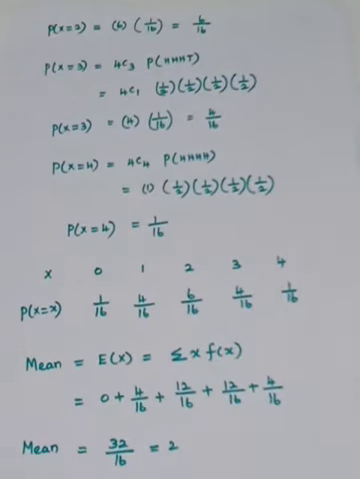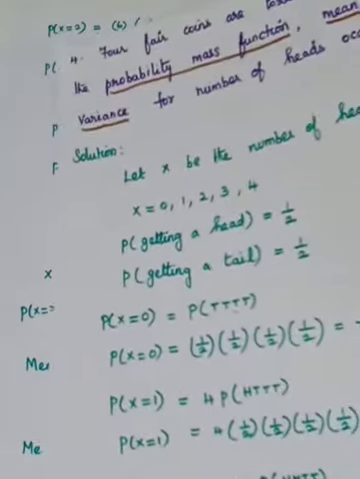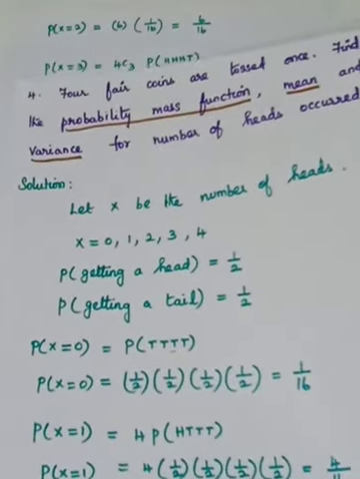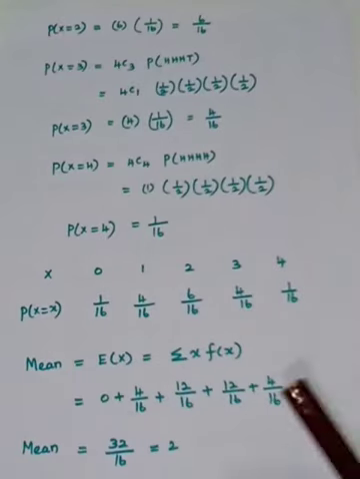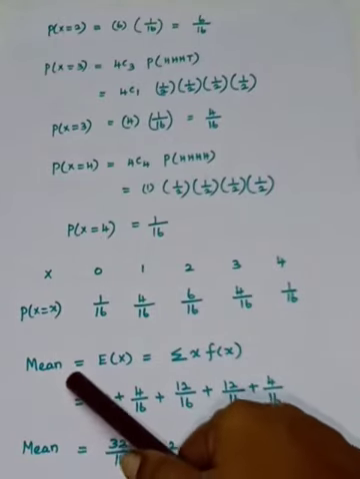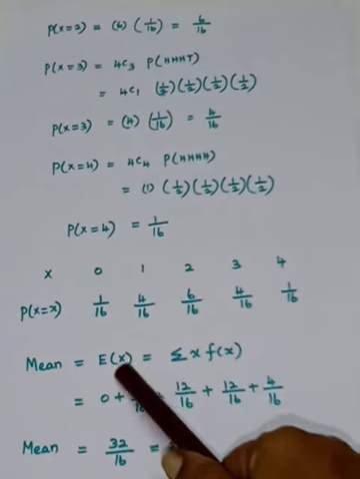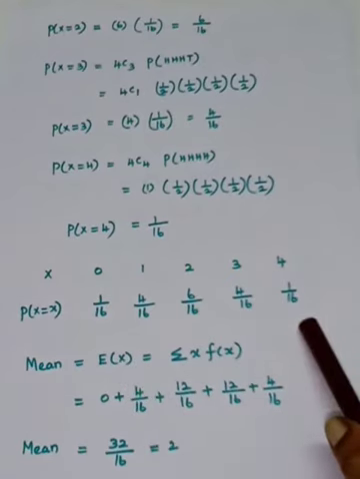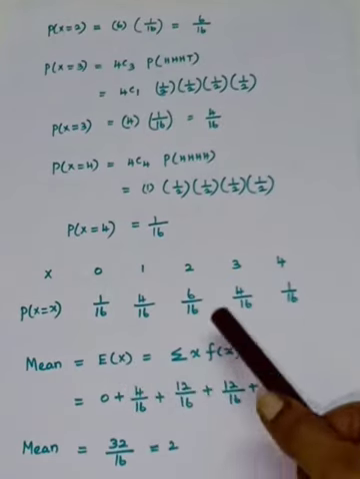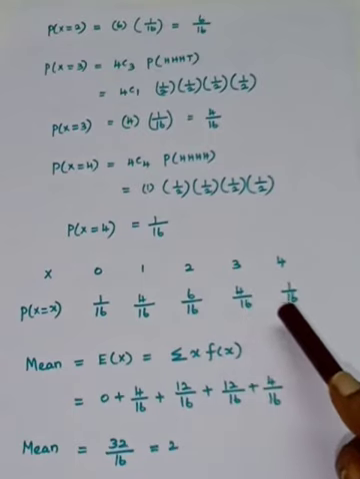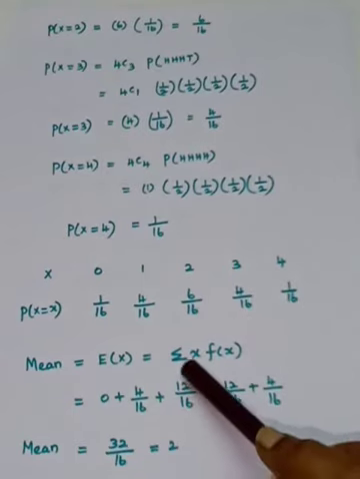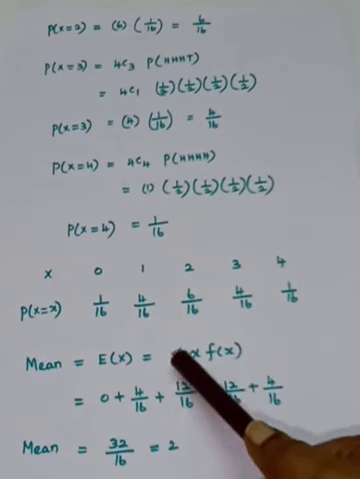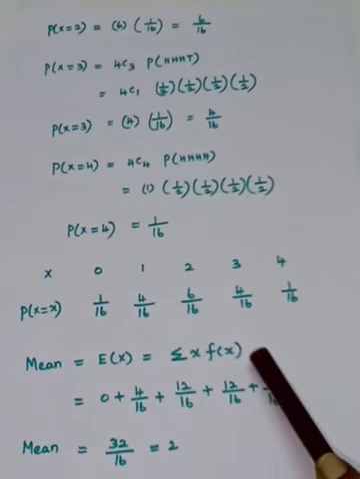So in this problem, what is asked? The probability mass function is asked. So next, what you have to find? E of X, that means the mean. It's a discrete random variable. It has a countable number of values, only 5 values, so we can add. That's why we use summation of x into f of x.